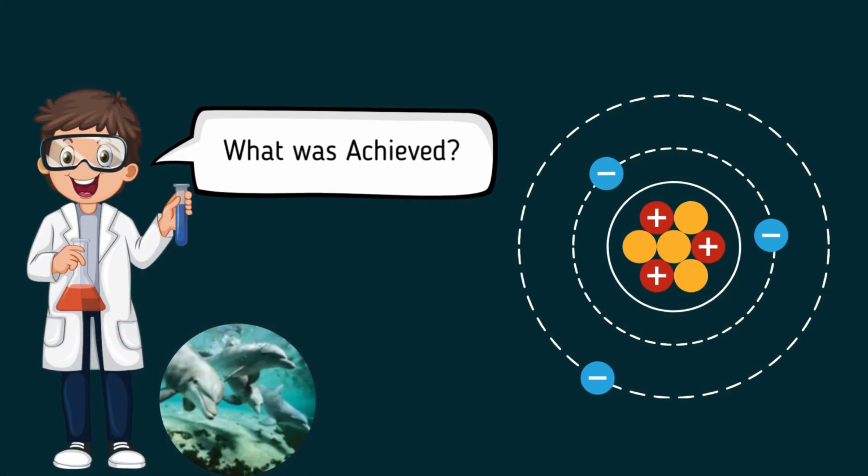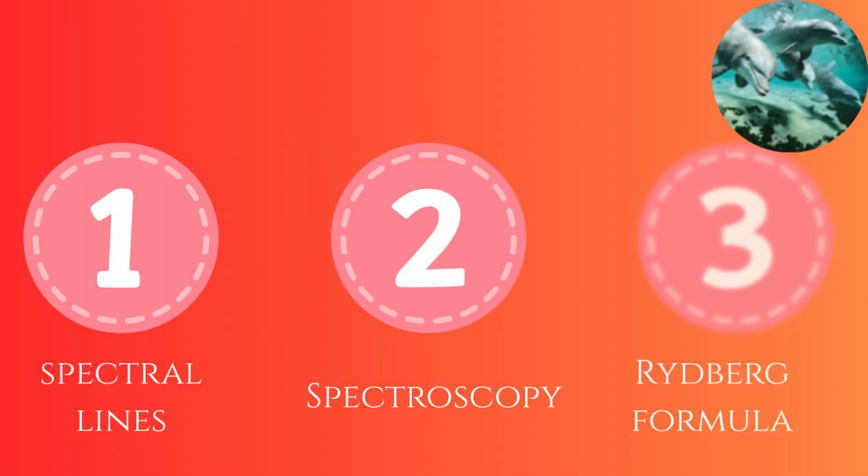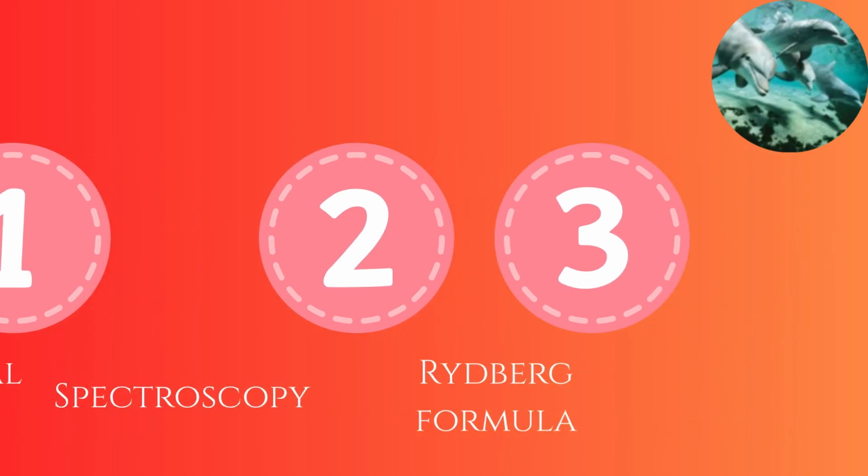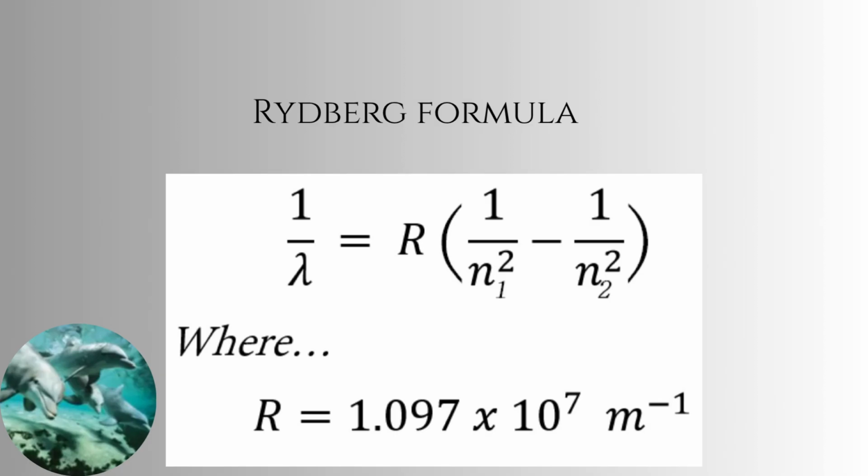What did the Bohr model achieve? 1. The Bohr model explains spectral lines and why certain colors appear. 2. It helped provide a foundation for scientific advancements in the study of light within atoms. This is called spectroscopy. And finally, 3. It led to the famous Rydberg formula that allows us to predict wavelengths of emitted light. This is the Rydberg formula, where R equals 1.097 times 10 to the 7.